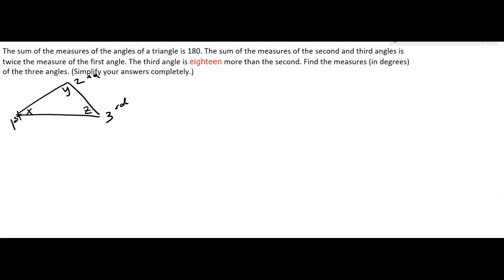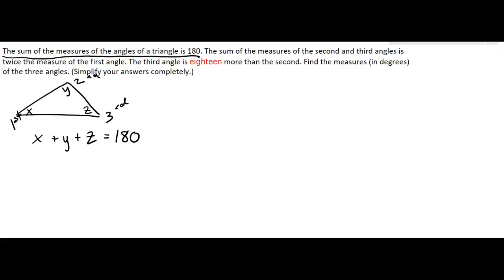Okay, so this first equation tells me that the sum of those angles is 180. So if I take x plus y plus z, that would be the sum, and it equals 180. And by the way, that's true for all triangles. The sum of the angles is 180.